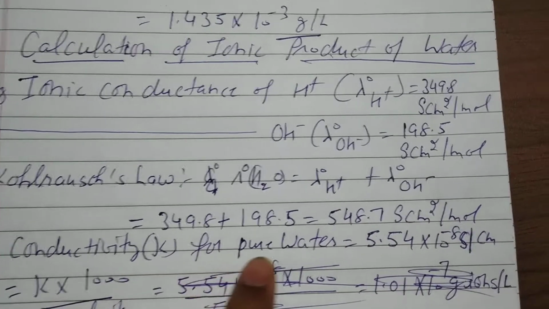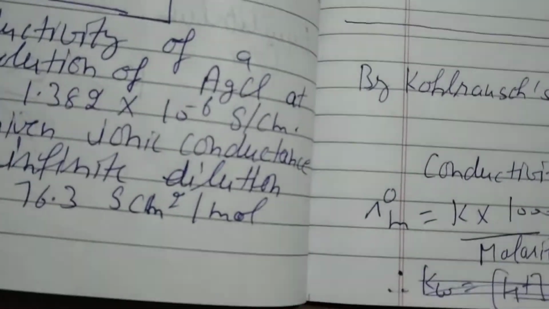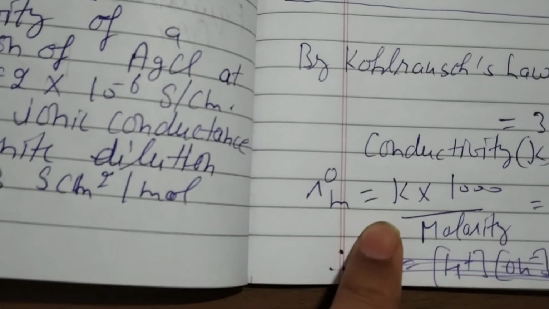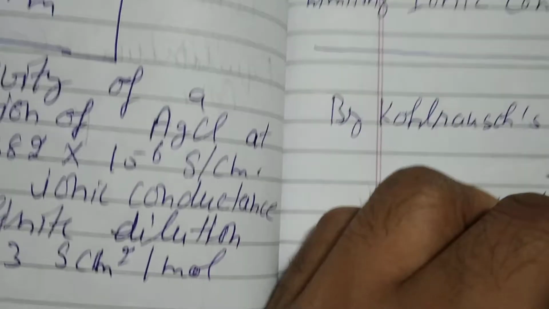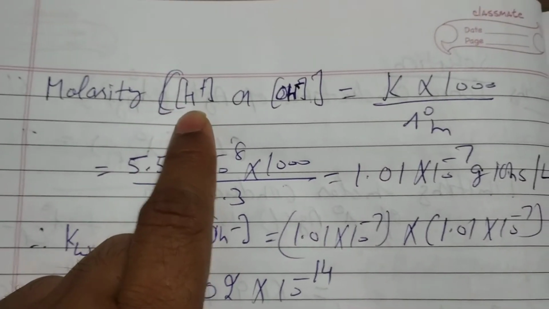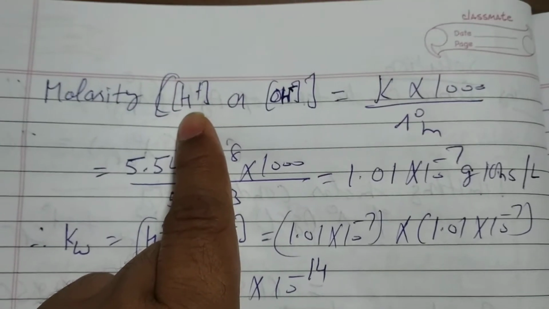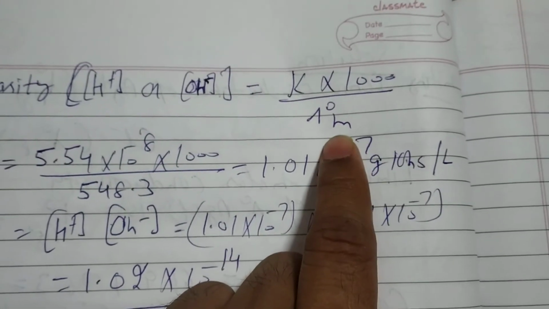And the conductivity kappa for pure water is given as 5.54 × 10^-8 Siemens per centimeter. So we can calculate the molarity, since the limiting molar conductivity is equal to conductivity into 1000 by molarity. Kappa we know, limiting molar conductivity we know, so molarity we can calculate. Molarity is the molar concentration of H⁺ or OH⁻, you can say. If we know the molar concentration of H⁺ or OH⁻, we can easily calculate. So molarity is equal to kappa into 1000 by Λ°m.